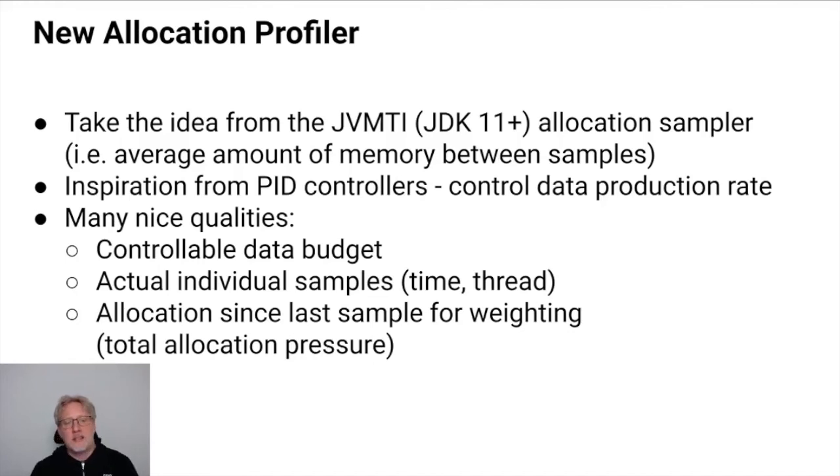That gives us some really nice qualities. We have a controllable data budget for our samples. They get spread out nicely over time. We get actual individual samples with what kind of thing we tried to allocate, the size of the thing we were trying to allocate, and the time and thread it was allocated in. But we also have the amount of data allocated since the last sample, so we can still use that information for weighting, for getting the total allocation pressure and get a nice view of that.